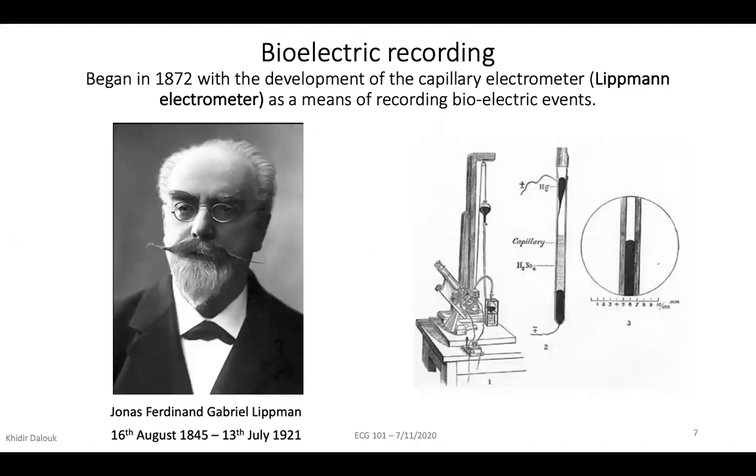It was mainly made of a capillary tube filled with mercury and sulfuric acid. And he used a magnifying glass to look at the meniscus between the mercury and the sulfuric acid, and had a photograph, and used those aluminum wires to attach it to the surface of the skin so that he could record electrical potentials. And this was the first primitive sort of ECG that was invented by him. He later on won the Nobel Prize for his work in color photography and the phenomenon of interference.